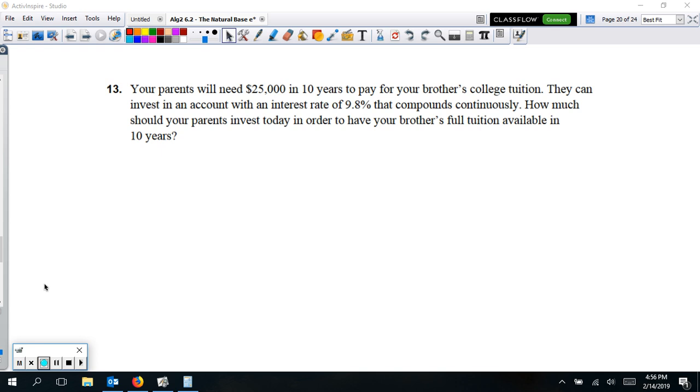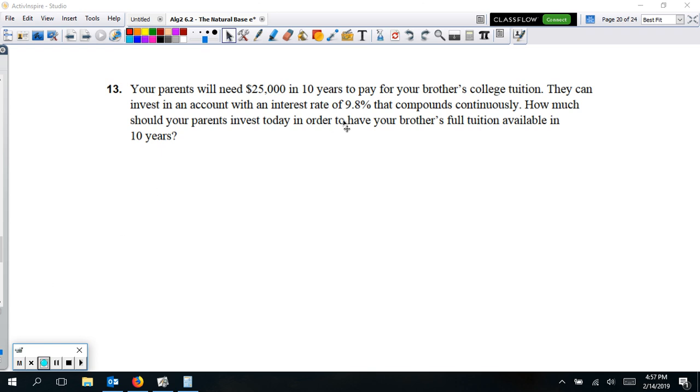Okay, so we're on the last one, number 13. Using the PERT formula one more time on this one, it says your parents will need $25,000 in 10 years to pay for your brother's college tuition. They can invest in an account with an interest rate of 9.8% that compounds continuously. How much should your parents invest today in order to have your brother's full tuition available in 10 years?